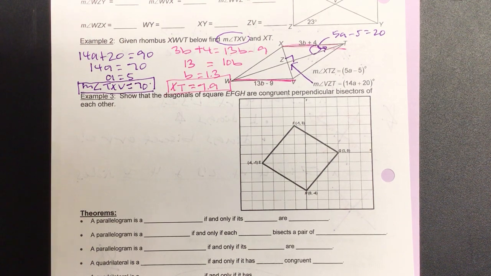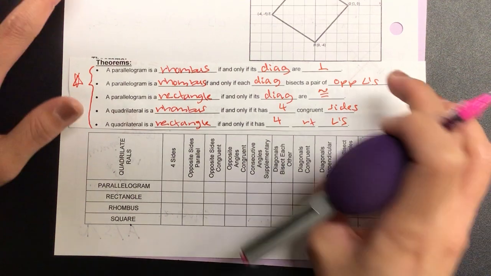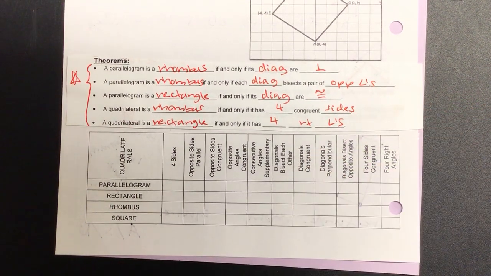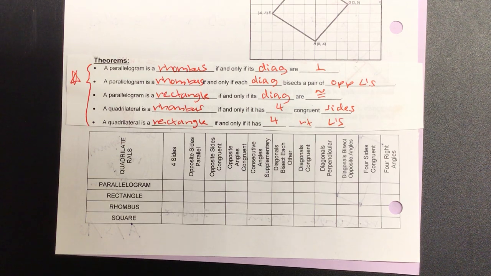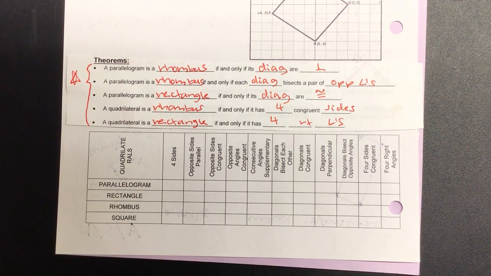Okay, let's fill in the following theorems. I'm going to read them out loud as you write them down. The first one: a parallelogram is a rhombus if and only if the diagonals are perpendicular. We are basically describing the figure. Second bullet point: a parallelogram is a rhombus if and only if the diagonals bisect a pair of opposite angles. Third one: a parallelogram is a rectangle if and only if the diagonals are congruent. The fourth point: a quadrilateral is a rhombus if and only if it has 4 congruent sides.